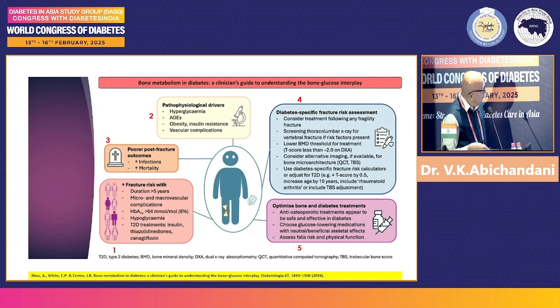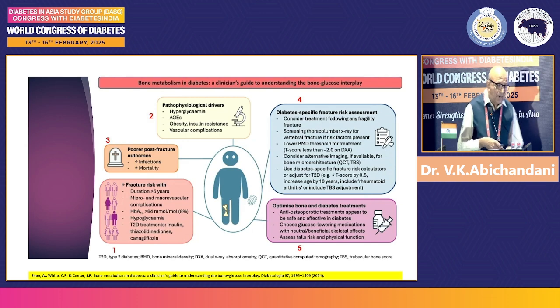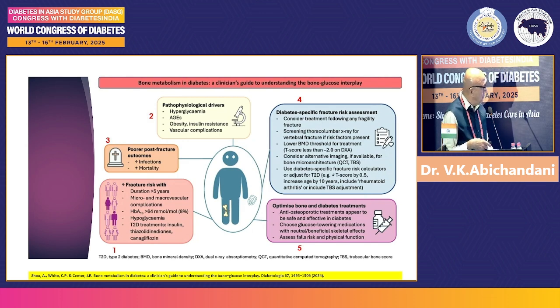We have to identify the persons with diabetes who are at enhanced risk for fracture. These are typically patients with duration of diabetes more than 5 years with evidence of micro and macrovascular complications, HbA1c persistently remaining above 8%, and if they have experienced hypoglycemia in the past, and if on board the treatment, if they are having insulin, TZDs and canagliflozin, they are more likely to sustain fractures.